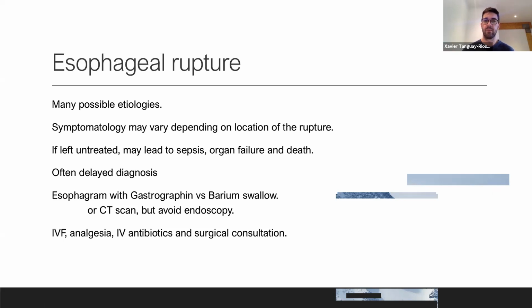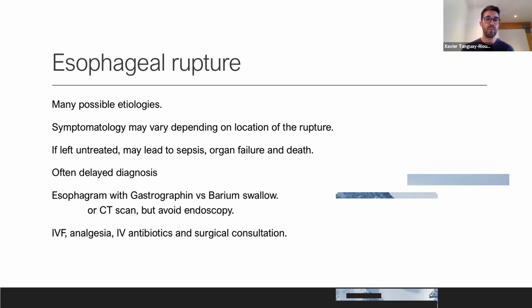Remember also that esophageal rupture can have multiple presentations depending on where the tear is. If it's more in the lower part, it may give more abdominal symptoms, and if it's more in the superior part of the esophagus, it may give more neck pain, difficulty swallowing, more upper symptoms as well.